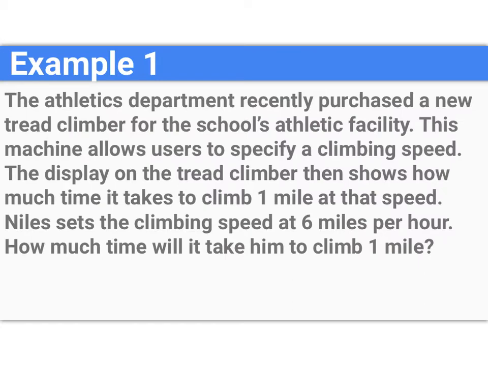The athletic department purchased a machine, and it takes 1 mile to climb the speed. Now it sets the climb speed to 6 miles per hour. How much time will it take them to climb 1 mile? So what do we do with all of those numbers? Basically, we know that distance equals speed times time from our physics class. So that's a basic thing. So what do we have?